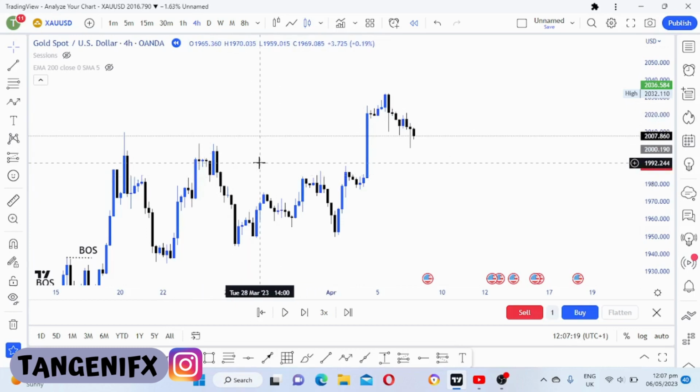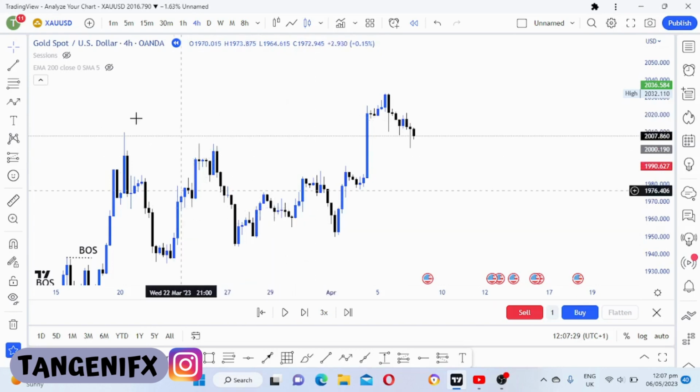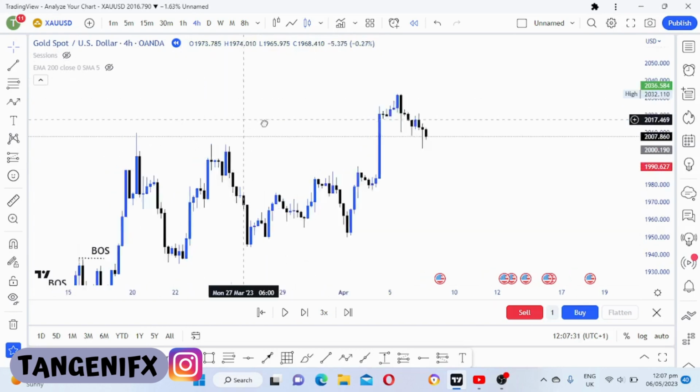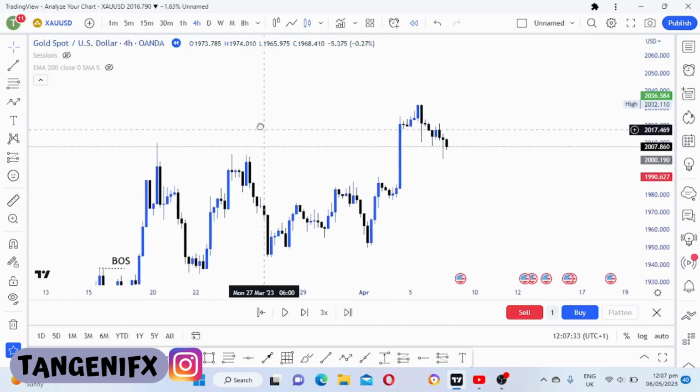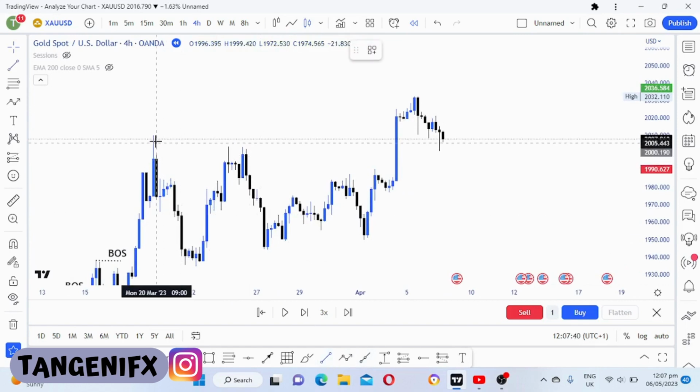So my strategy is based on supply and demand plus smart money concept. As you can see here, we are on gold and we are in an uptrend. As you can see, we are in an uptrend on H4, and on H4 we had a break of structure.